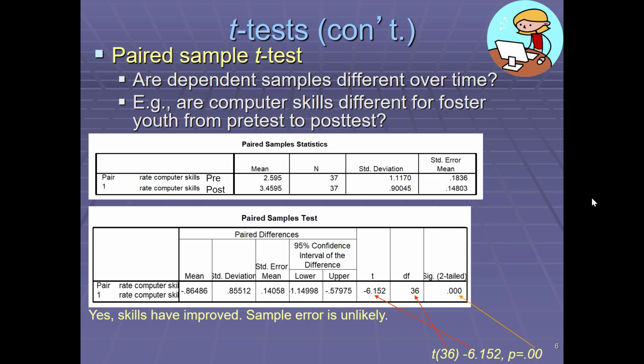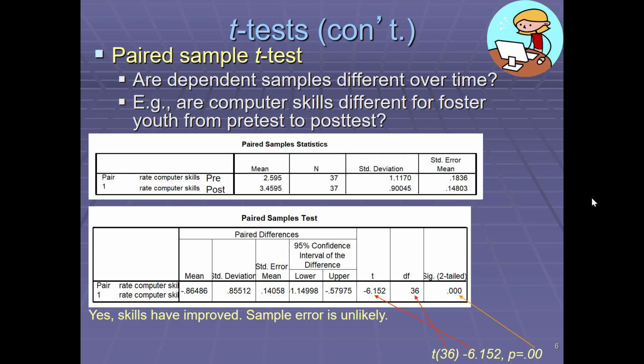All right, for your paired sample t-test. So maybe you're looking at, are samples different over time? Here's an example. Are computer skills different for foster youth from pre-test to post-test? So we're looking at whether computer skills were any different for foster care youth when they first took the survey at pre-test versus when they took it after intervention at post-test.